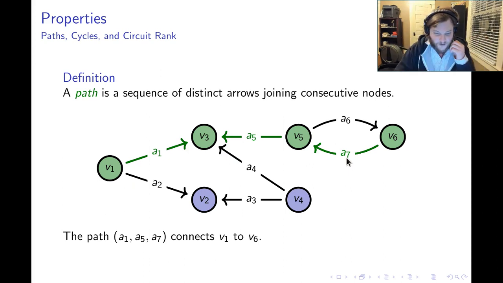I do want everyone to notice that when we traveled from V3 to V5, we traveled against the arrow. And when we traveled from V5 to V6, we also traveled against the arrow. In our language, this is perfectly acceptable. So paths do not have to respect the orientation of the arrows in question. There is math you can do where you restrict yourself to only studying paths that follow the directions of the arrows, but the math there actually gets significantly more complicated than the kind of math that we'll be doing in this course. So the punchline here is that paths connect consecutive nodes via arrows regardless of the direction of the arrows. And here's one example of one path connecting the node V1 to the node V6.